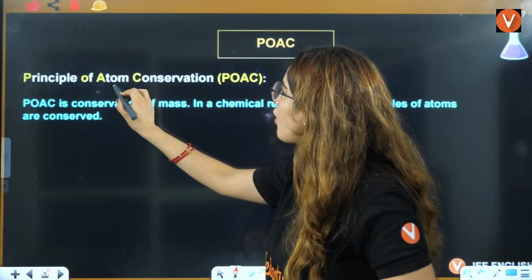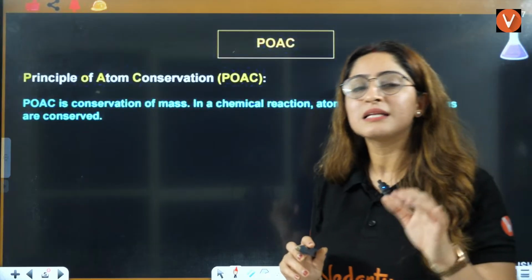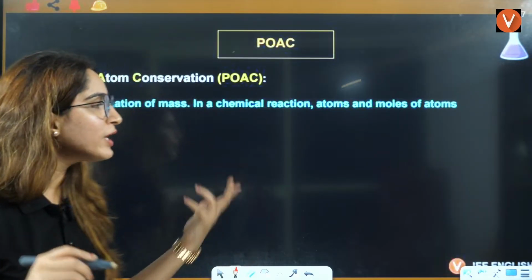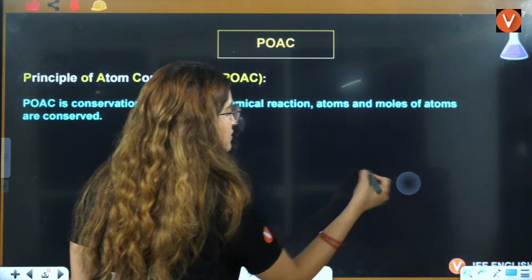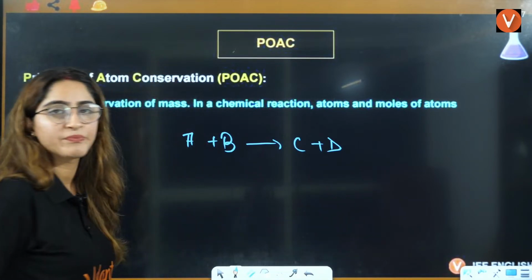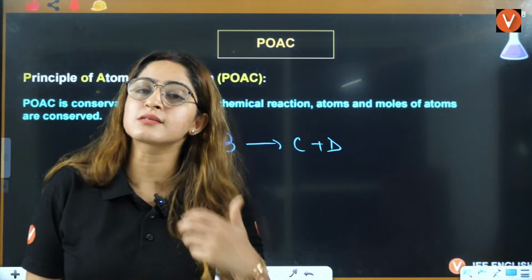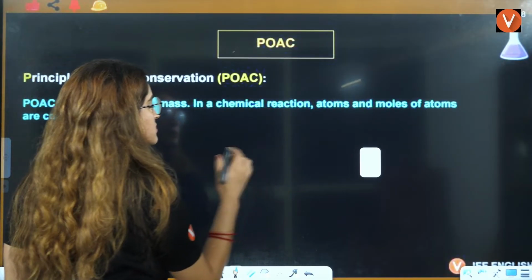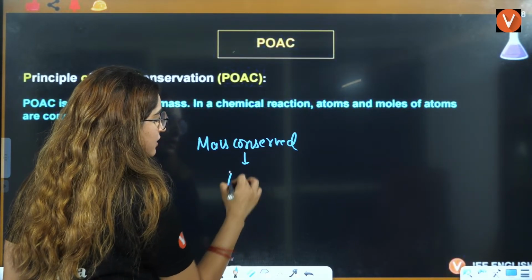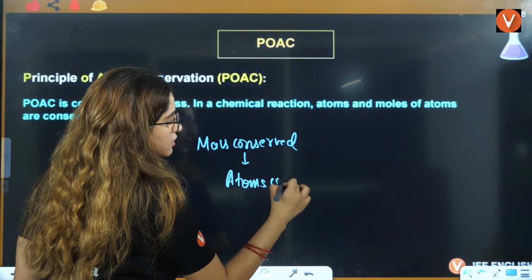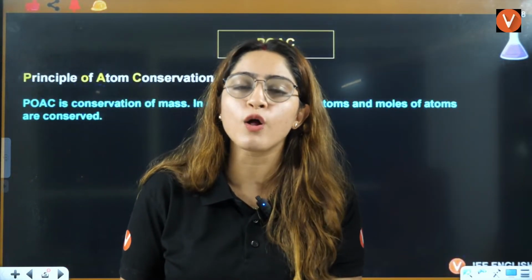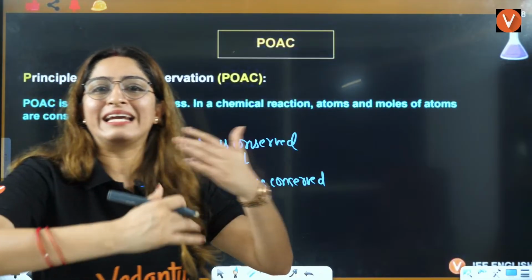POAC is Principle of Atom Conservation. Now, this is based on the law of conservation of mass. We know that in the law of conservation of mass, we discussed that A and B give rise to C and D. Now how come mass is conserved? Mass is conserved because atoms are conserved. If the atoms are not conserved, then the mass will also not be conserved. It's just that atoms are getting rearranged here.